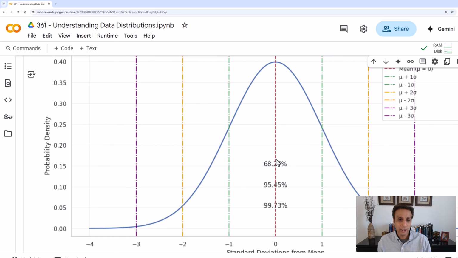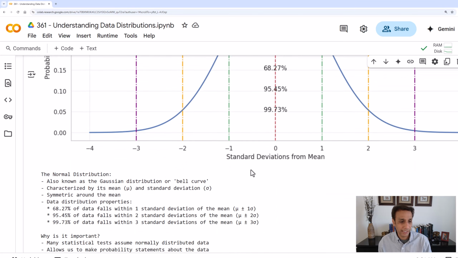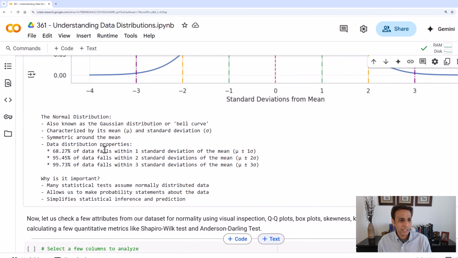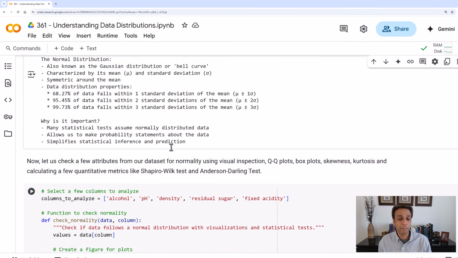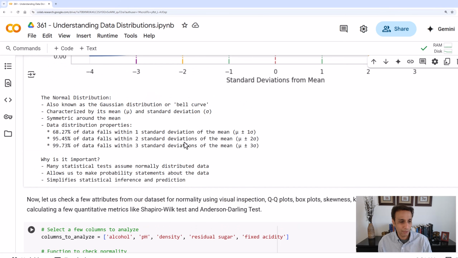And within the green bars right there, you have 68.27% of your data falling within this region. The red is just the mean. Within the yellows, you have 95.45% of your data, and similarly within the purple, you have 99.73% of all data falling within these regions if it is normally distributed. In this case, it is, right? We are plotting a synthetic plot right there. This is just a bunch of print statements mentioning exactly what I just mentioned.